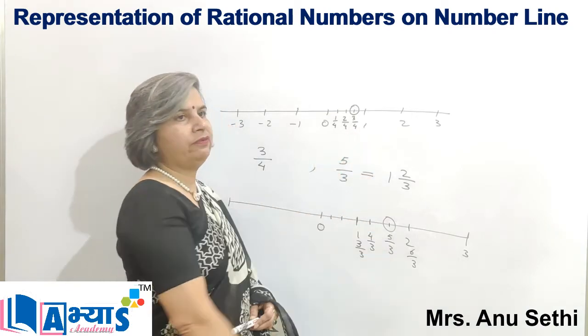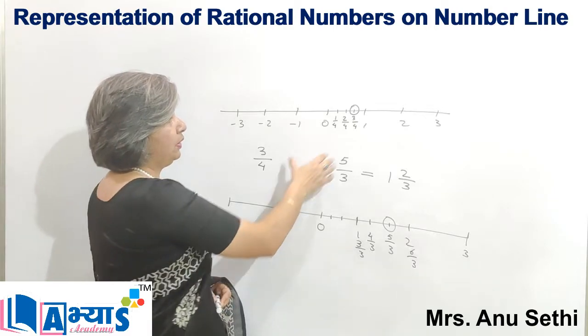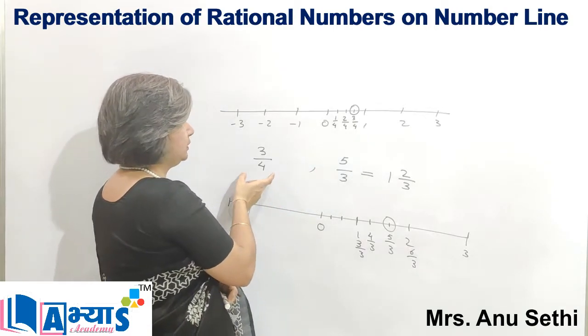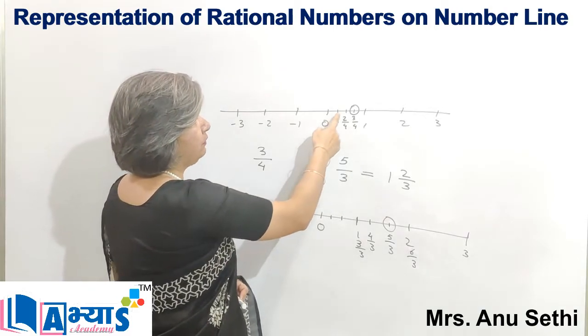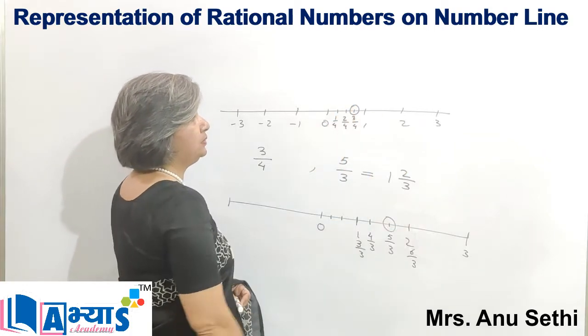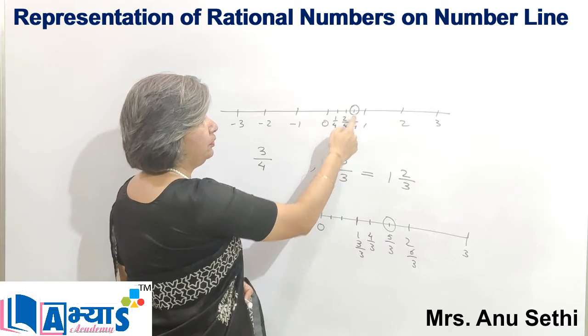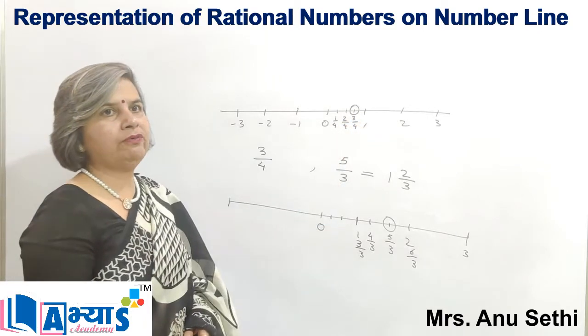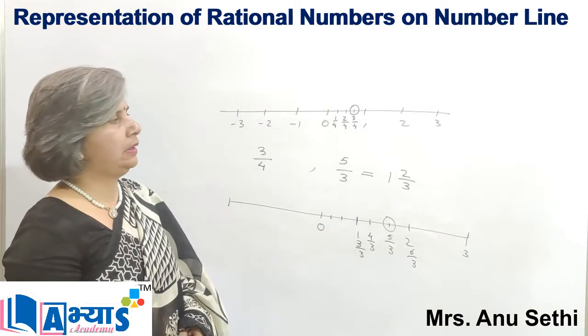So I will divide the division of 0 and 1 into 4 parts, because the denominator is 4. So it will be 1 by 4, 2 by 4, 3 by 4 and then 1. So I found 3 by 4 on the number line.